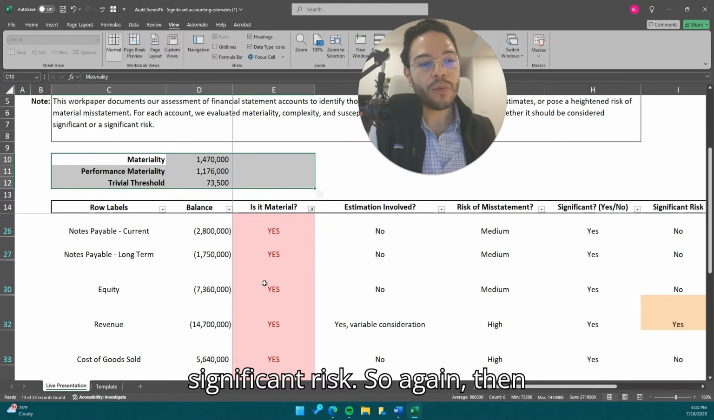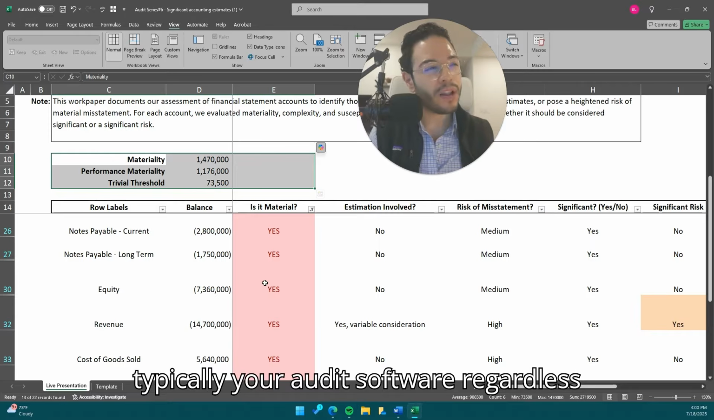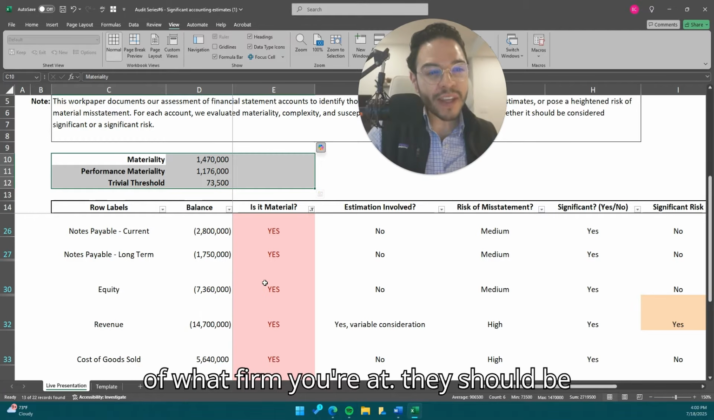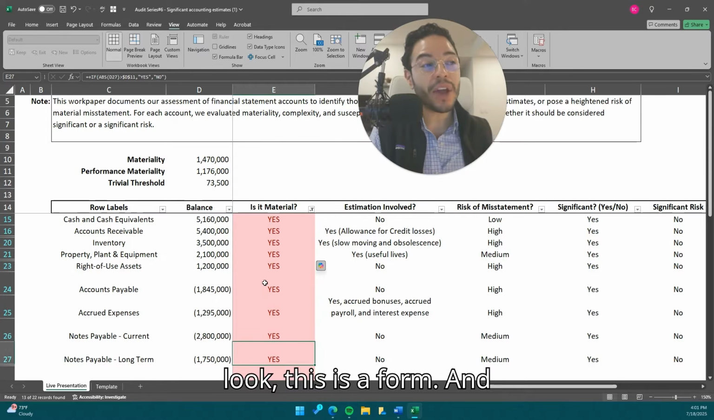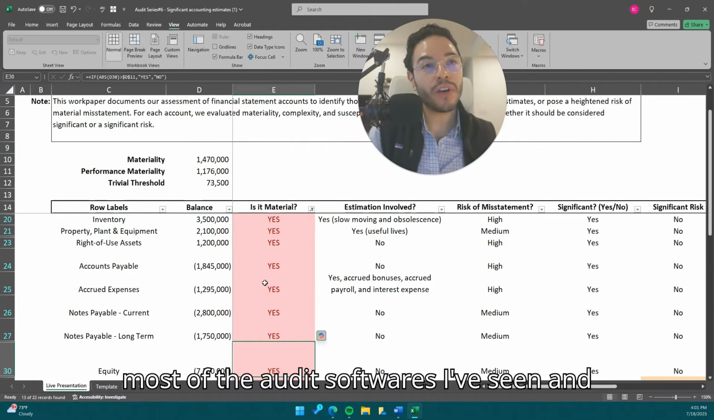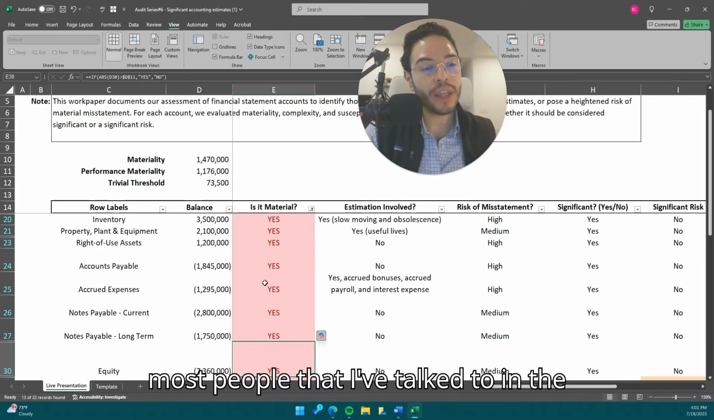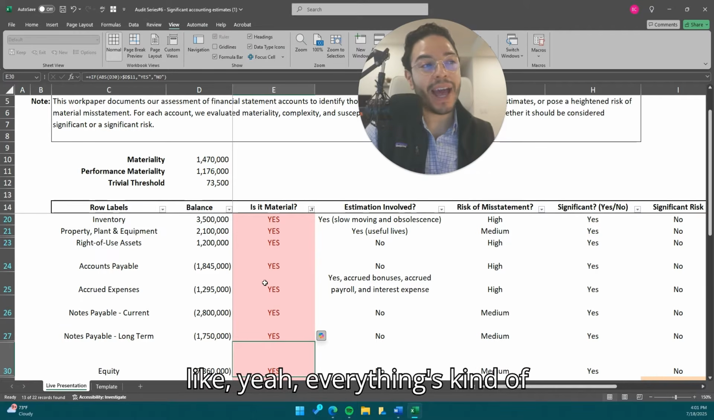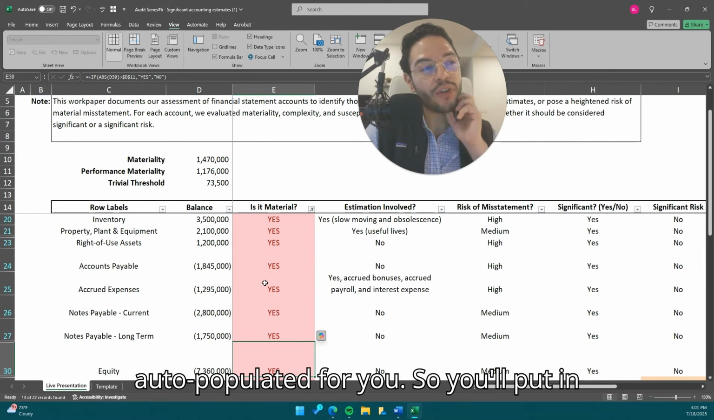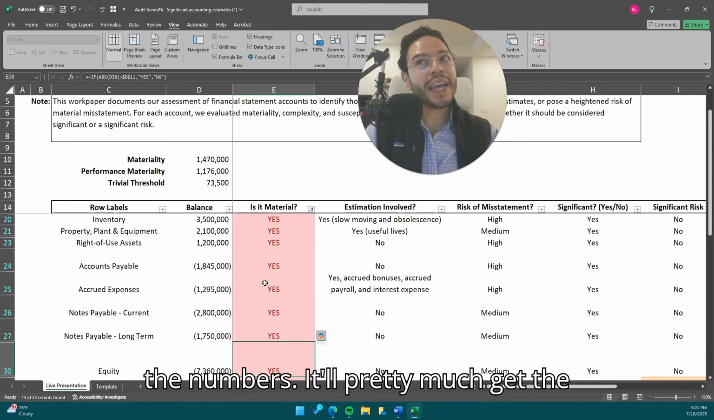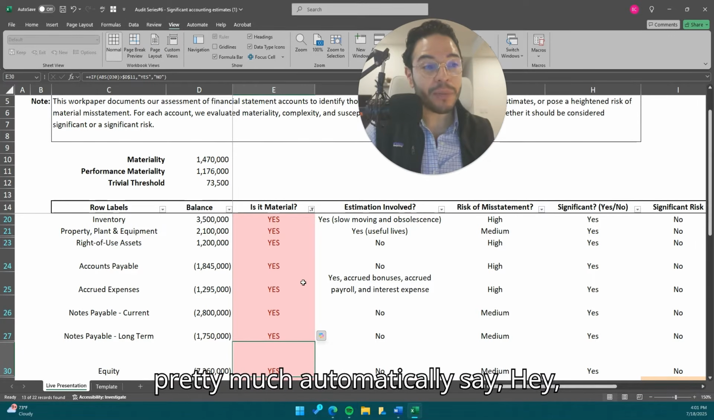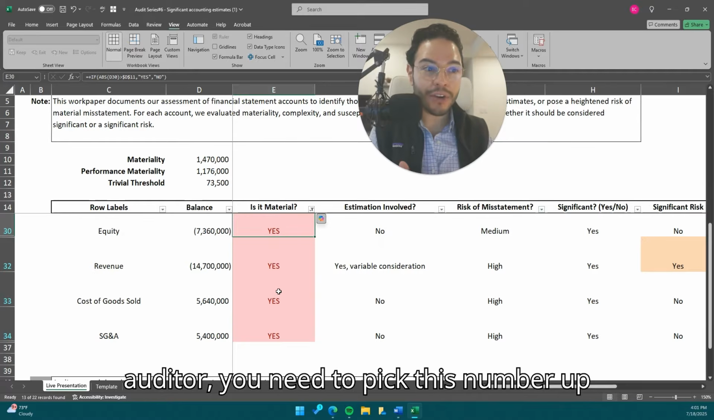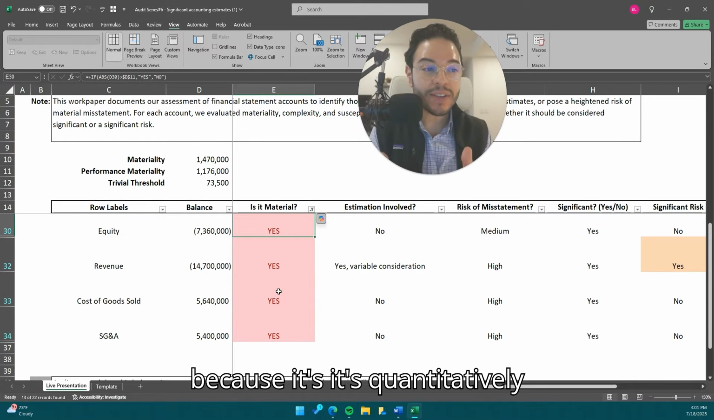So again, typically your audit software, regardless of what firm you're at, should be able to give you something and say, hey, look, this is a form, and it's good. Most of the audit software I've seen, and most people I've talked to in the industry, tell me everything's auto-populated for you. You'll put in the numbers. It'll get the numbers from the trial balance that you upload in your audit software, and it'll automatically say, hey, auditor, you need to pick this number up because it's quantitatively material.